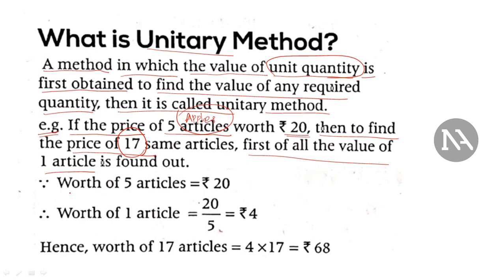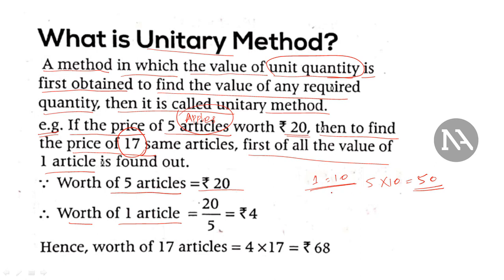If the price of 5 articles is 20, it means the price or worth of one article is 20 divided by 5. You can say the price of one apple is 10 rupees. The price of one apple is 10 rupees means what will be the price of 5 apples? You will multiply 5 into 10. That is, the price of 5 apples is 50.